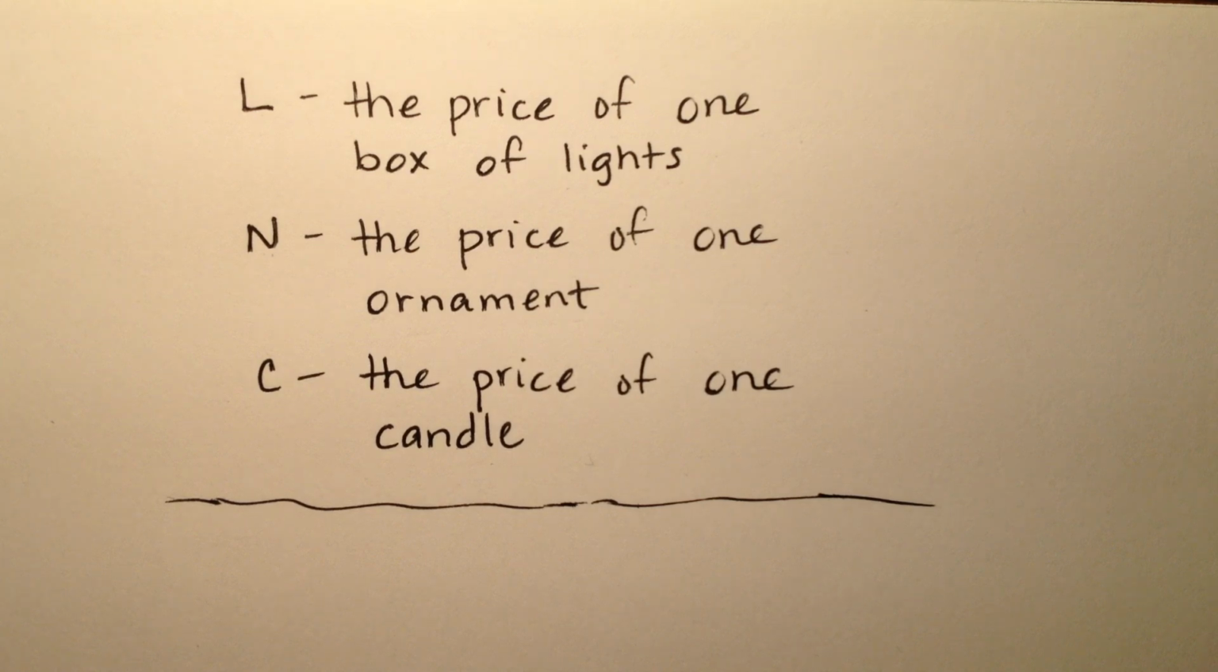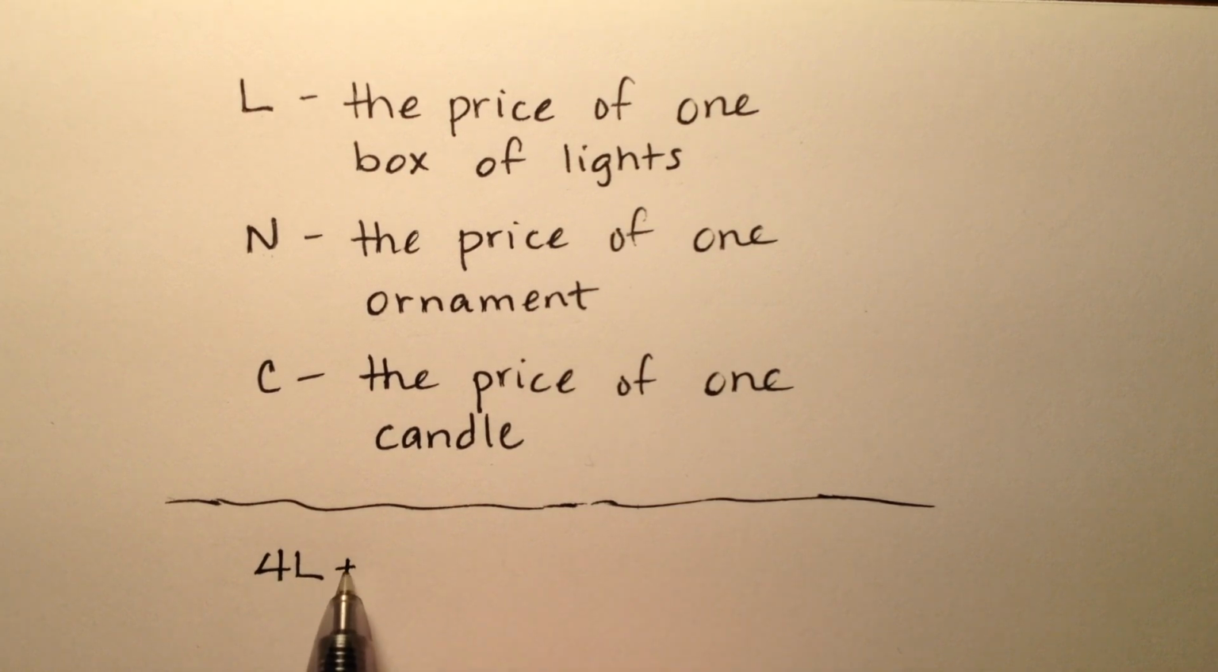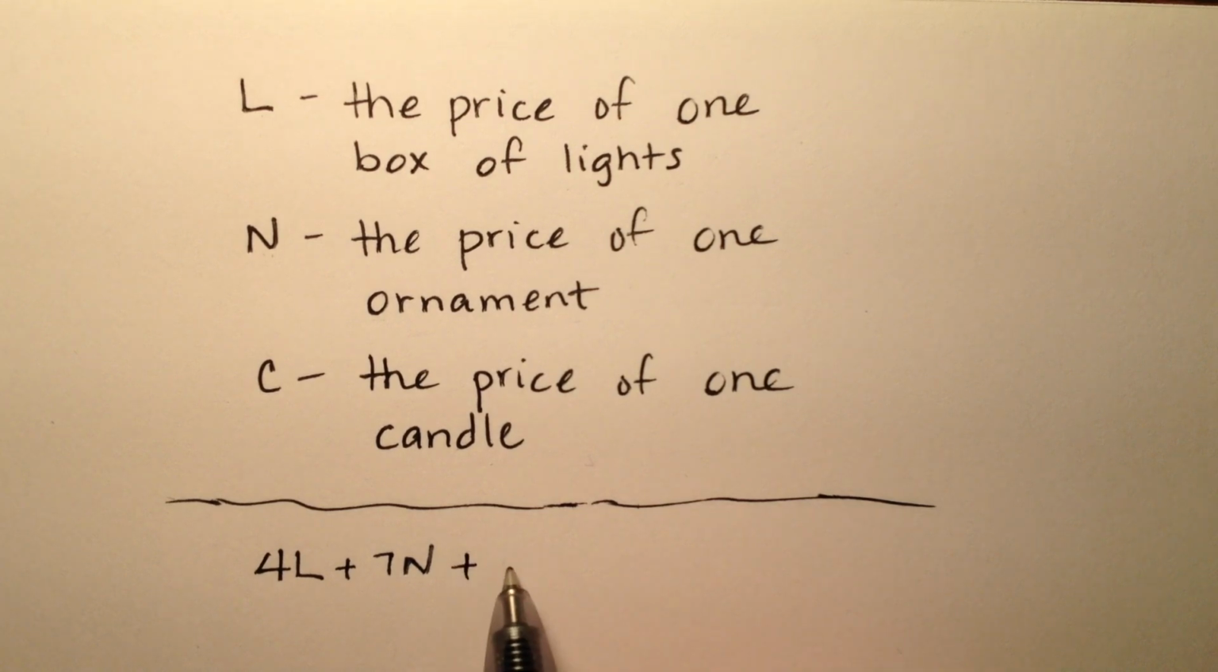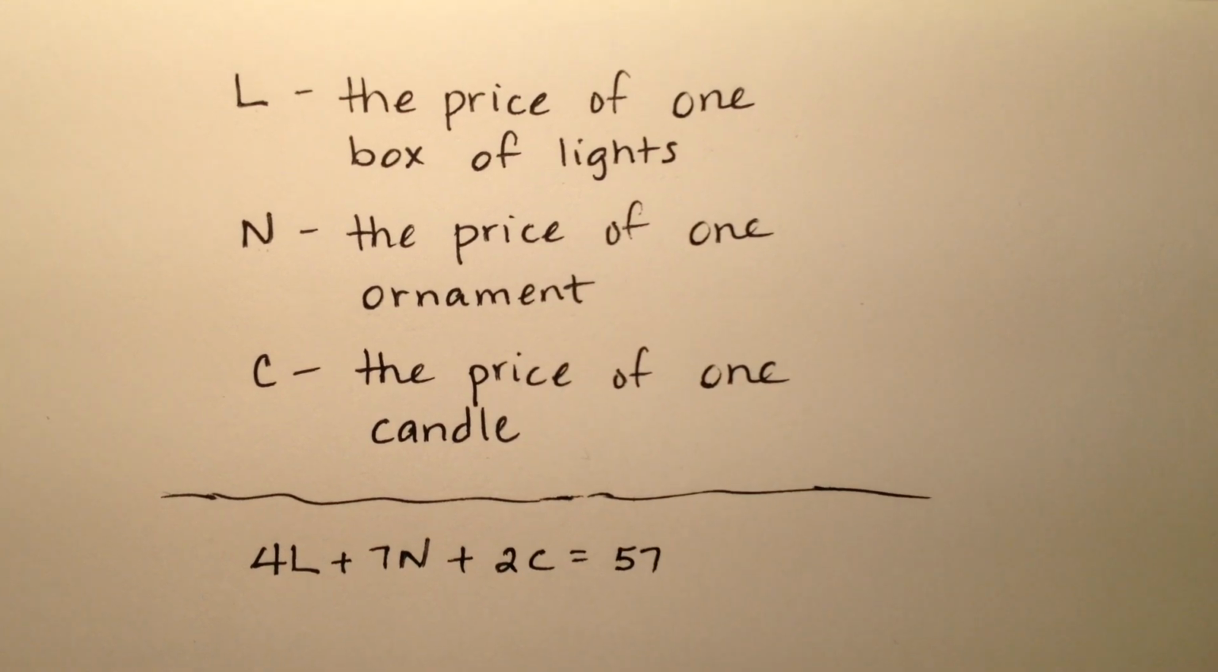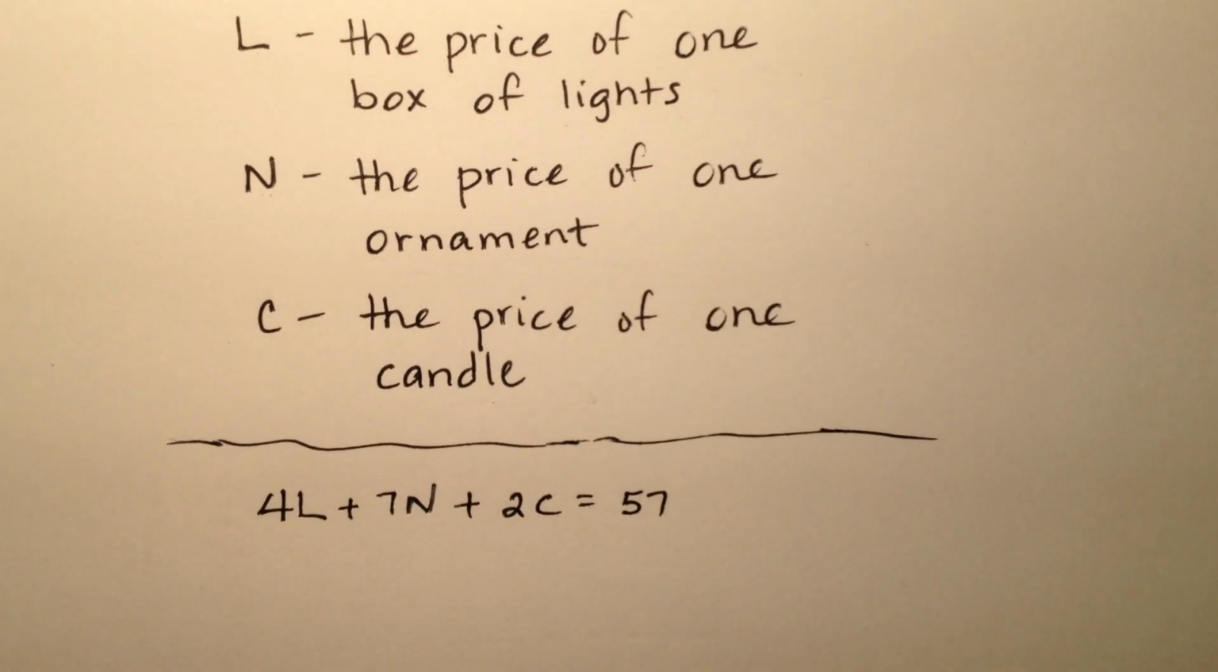So we're going to write three equations with these three unknown values, and we're going to do so from each of their purchases. So here we go. Joan purchased 4 boxes of lights, 7 ornaments, and 2 candles for $57. So if Joan purchased 4 boxes of lights, we can say 4L. She got 7 ornaments, so plus 7N, and plus 2 candles, so plus 2C, and she spent $57. So there's our first of 3 equations.